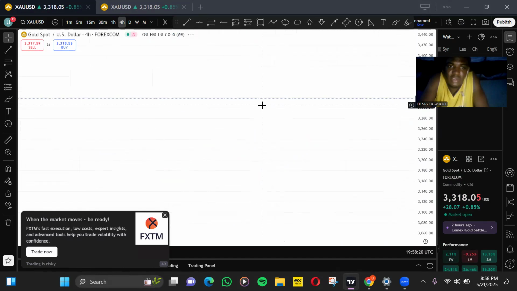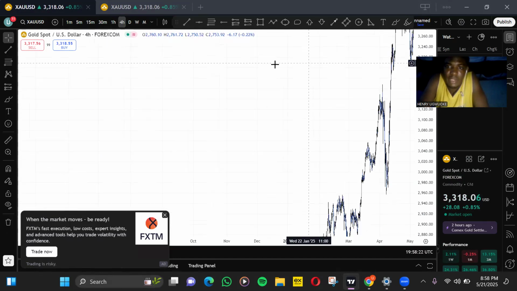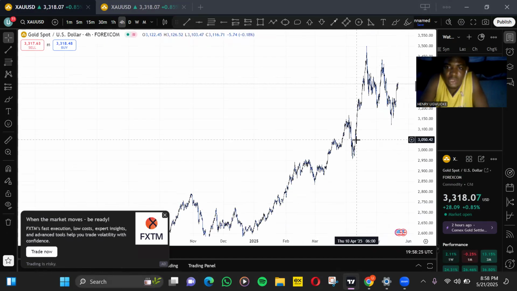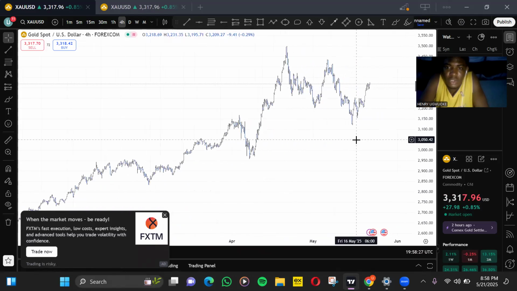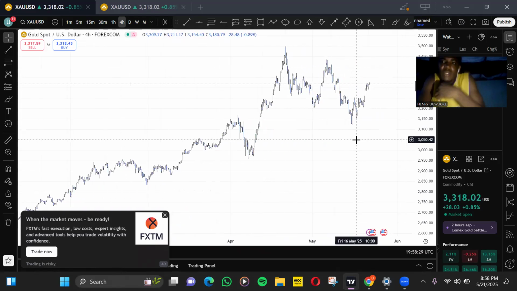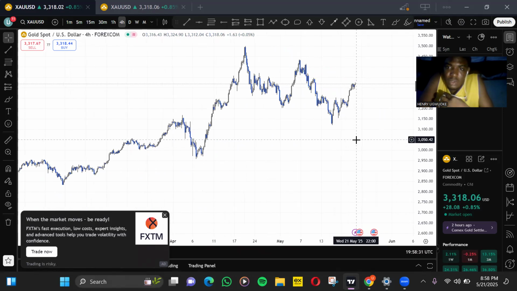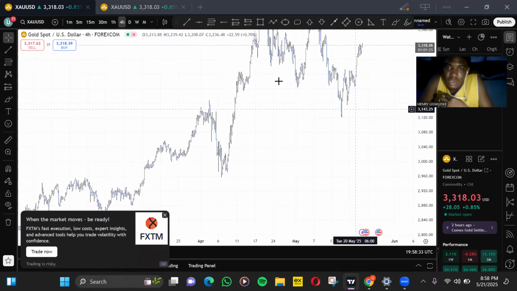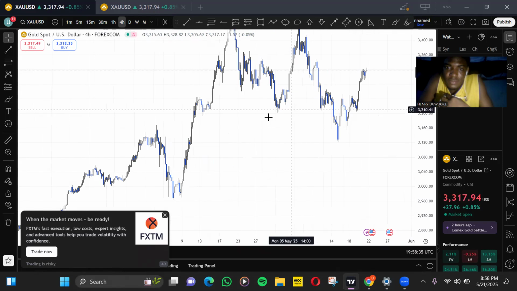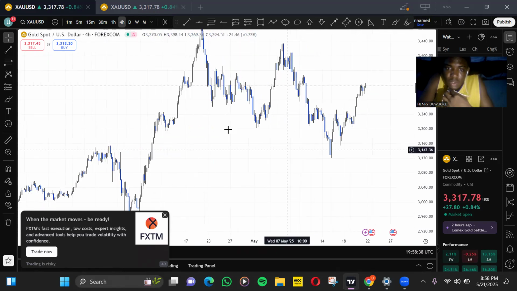Then, based on my strategy, the first thing I look out for is my bias. I don't just enter trades anyhow. I trade structure, liquidity, and POI. That's what I trade with, basically. Very simple concept, nothing too complex. So first thing I'll look out for is my directional bias.